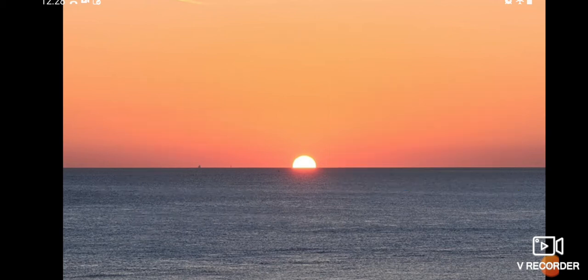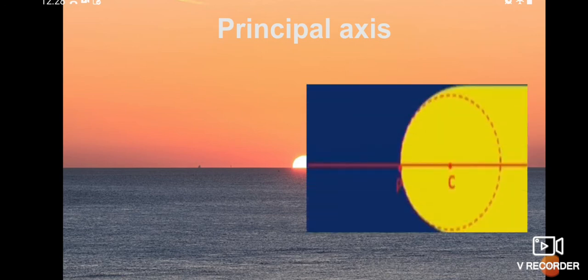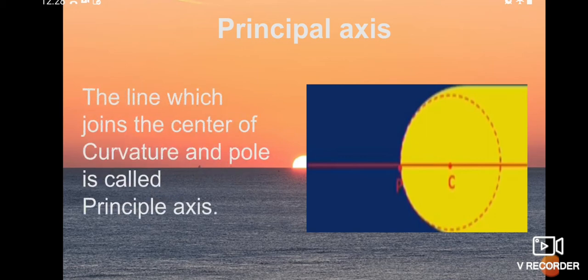Okay students, next, principal axis. What is the principal axis? See, here the light ray is traveling along the pole and the center of curvature. This is nothing but the principal axis. The line which joins the center of curvature and the pole is called the principal axis. That line is called the principal axis.